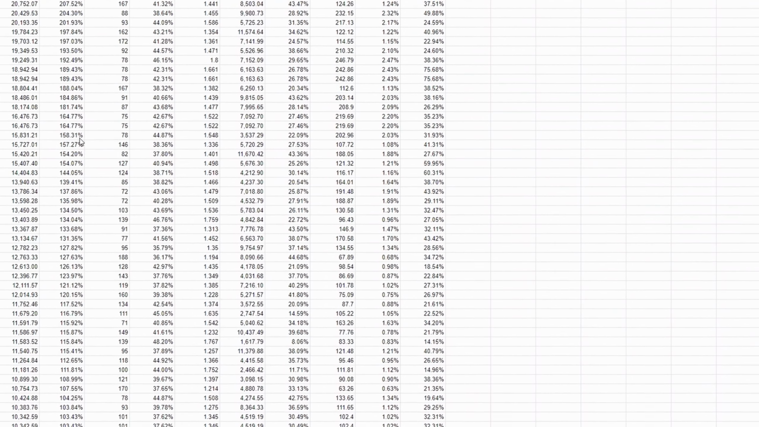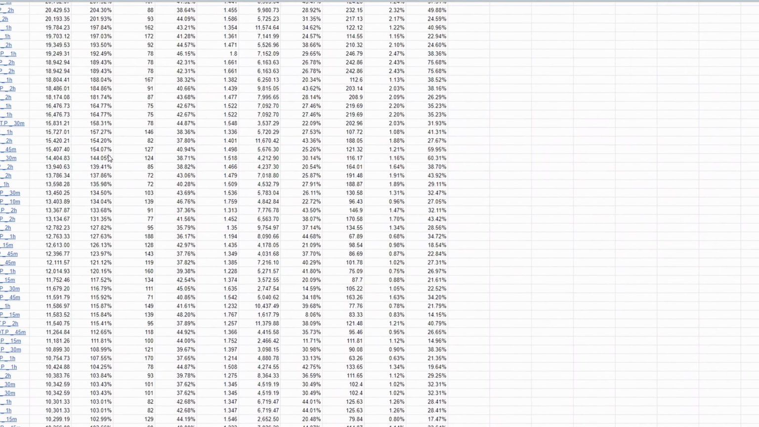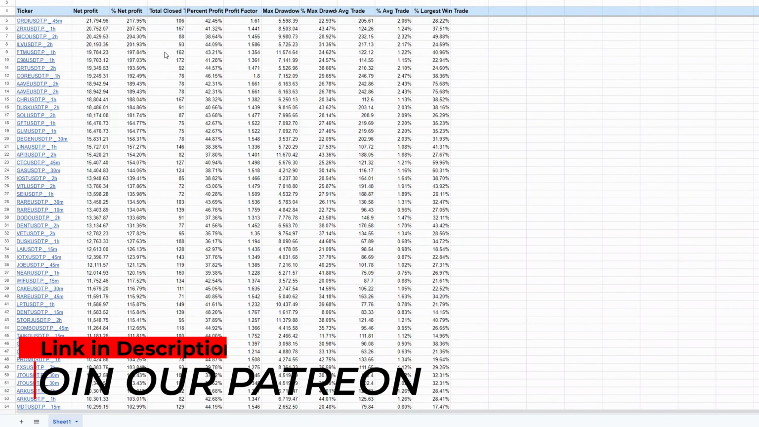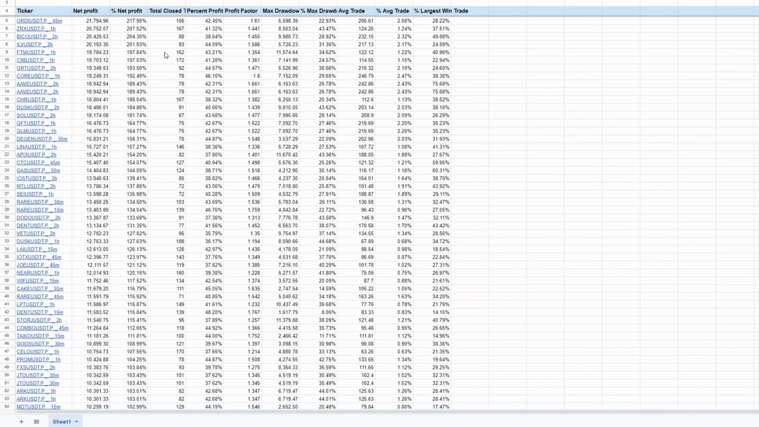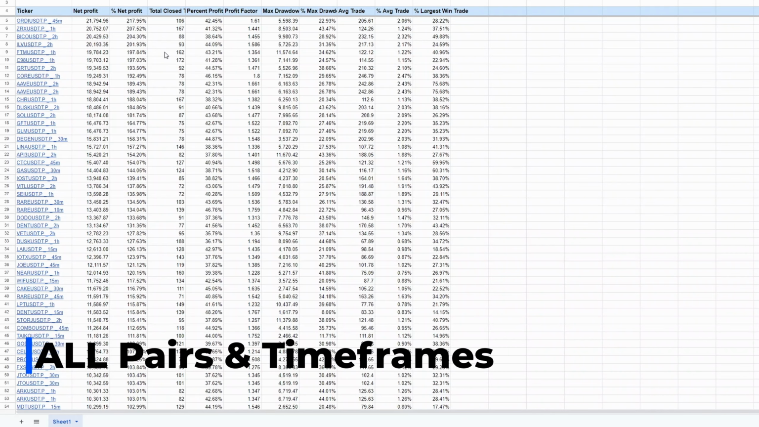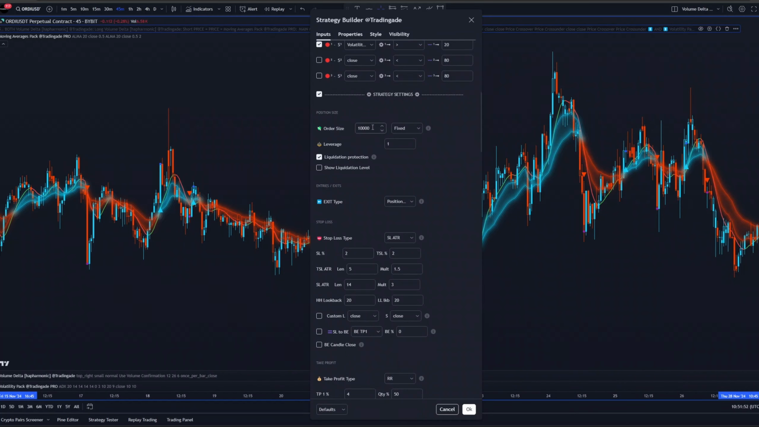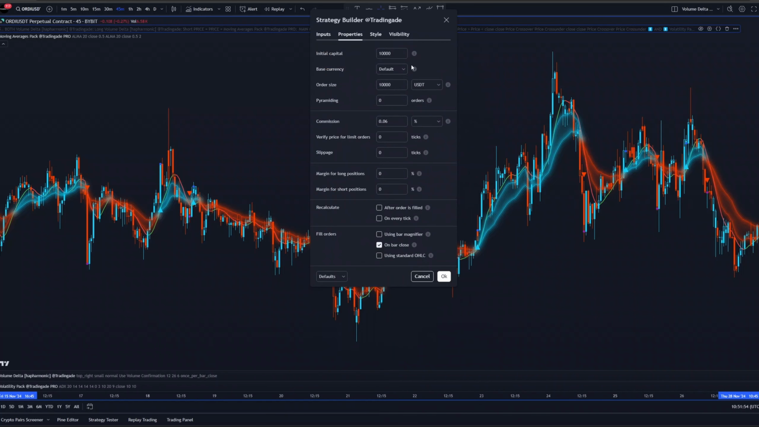We're gonna take the backtest results from our magic spreadsheet, which you can find in the Settings Bank Premium channel on Discord. Each strategy has its own backtest results based on all pairs and timeframes available on Bybit. Also, all the results are based on 1x leverage, which essentially means zero leverage. We are using an order size of $10,000 with fixed amount, initial capital $10,000 as well, and 0.06% commission.